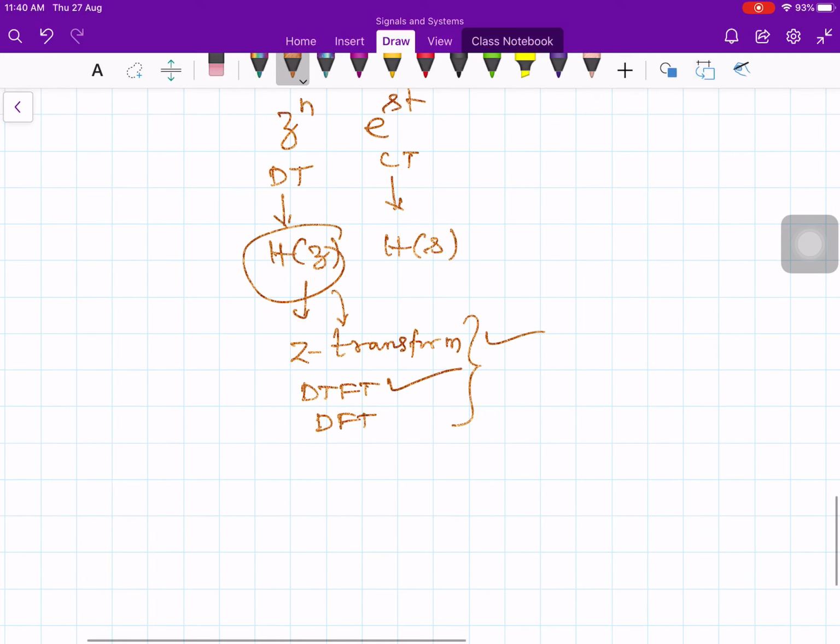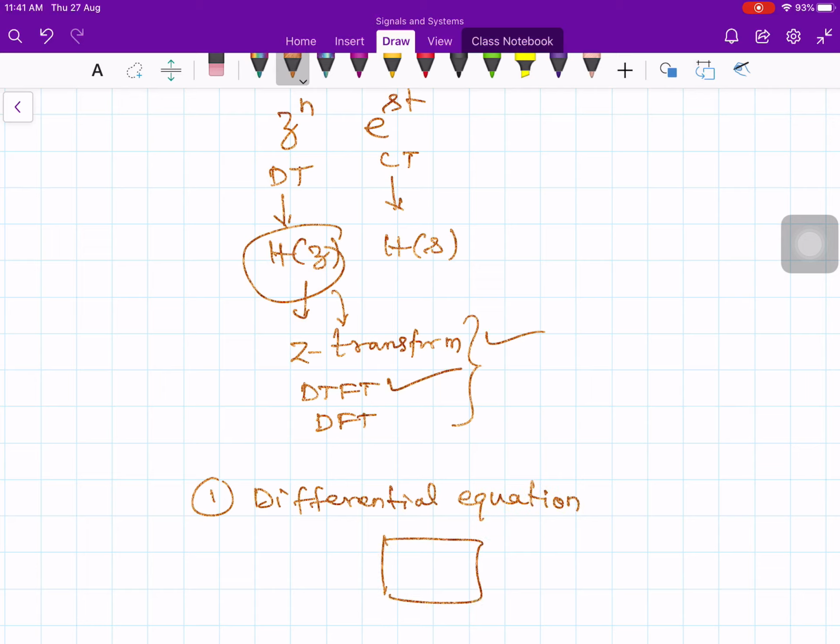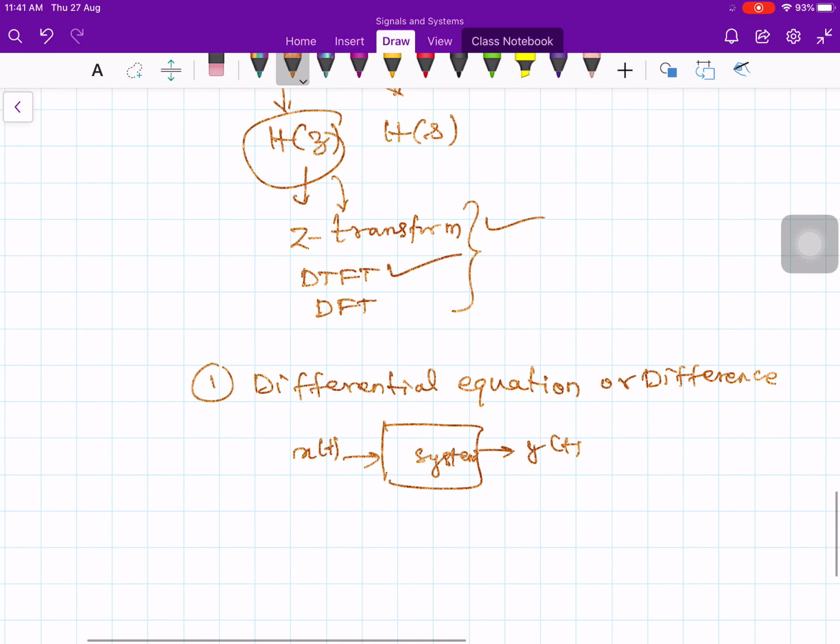Okay, so far we have talked about 3 different ways of characterizing a linear system. What are the different ways? If you recall, the first is differential equations. You write down the differential equation relating input and output. You have a system, input is x of t or x of n, output is y of t. So either a differential equation or a difference equation. For continuous time, differential equations; for discrete time, difference equations.